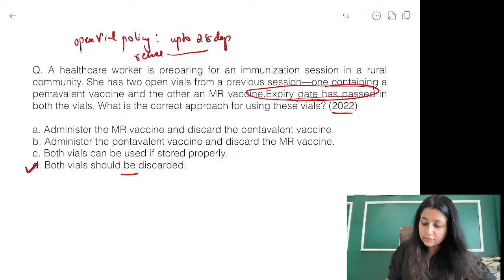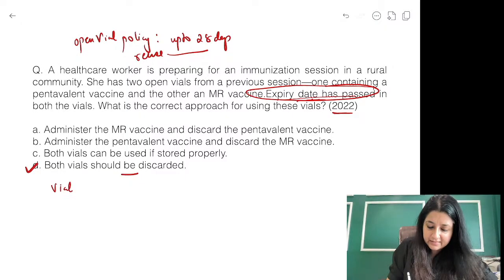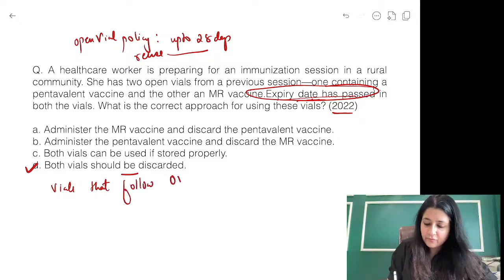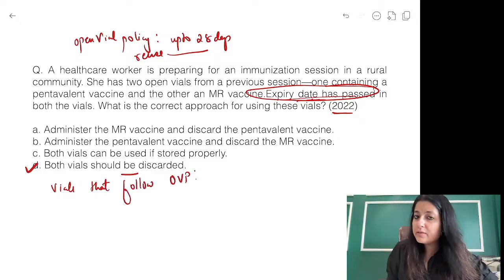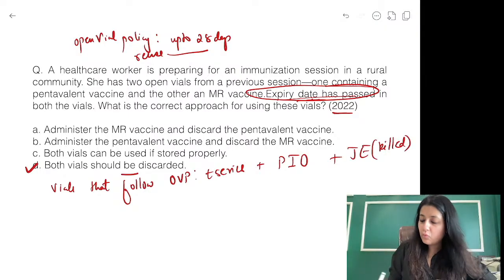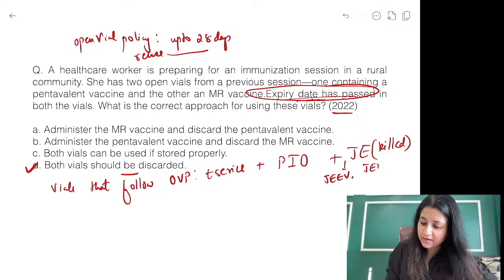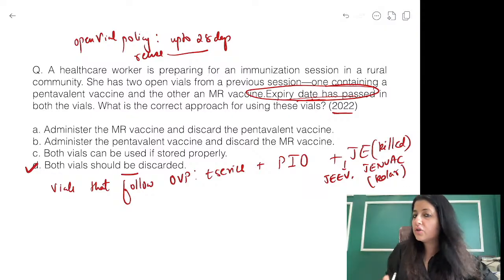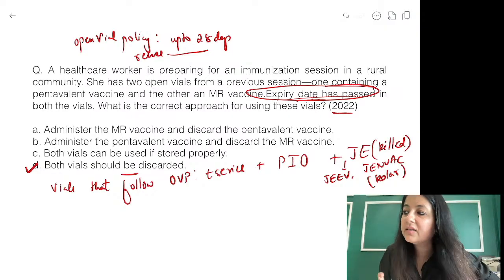Okay. Now here the question which is important, vials that follow open vial policy, I'm just quickly revising it. What was the mnemonic, everybody? All the T series vaccines plus OPV plus Japanese encephalitis killed. J killed. What is J killed? The JEEV vaccine as well as the Genvac. Genvac uses the Kolar strain. The JEEV also uses SA14-14-2, but in the killed form.